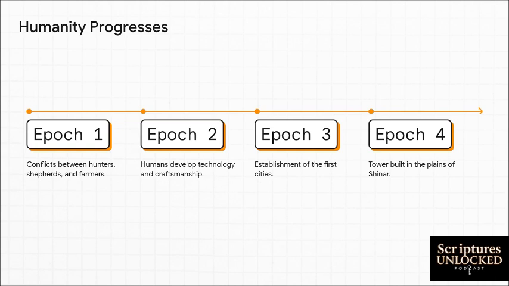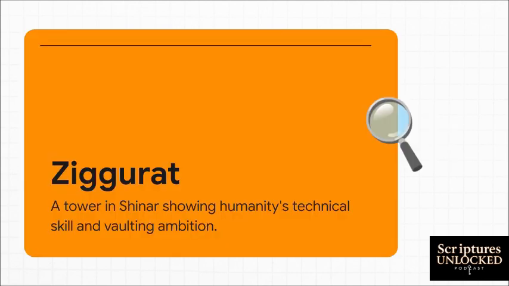And finally, the fourth epoch, where it all culminates in a massive, unified building project out in the plains of Shinar. And that colossal project? That is the ziggurat. Described in chapter 11, this massive, tiered tower is basically the ultimate symbol of humanity's technical skill and their vaulting ambition. It's like a monument to early humans peaking in globalized technological power right there in Mesopotamia. It is absolutely the climax of the universal human story in this text.